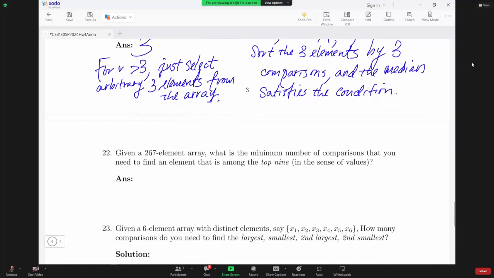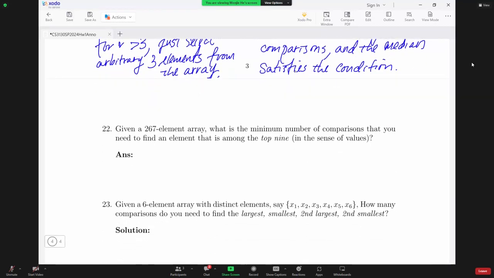Number 22. Among top 9. So here, we apply the elimination method. Top 9. The goal: do not do more comparisons than necessary. Because I give you a hint. If you find the minimum, you do more comparisons than necessary. So we can save a few more comparisons.